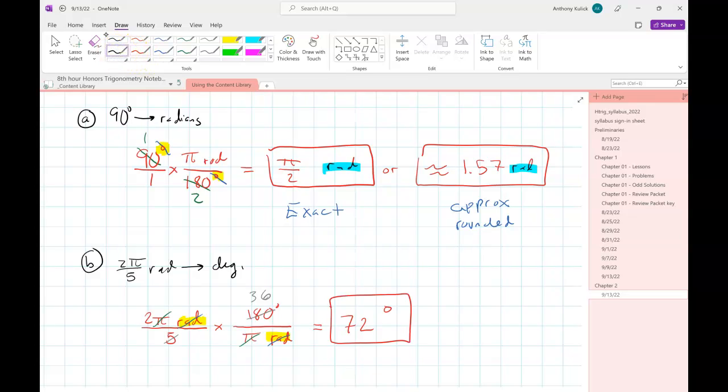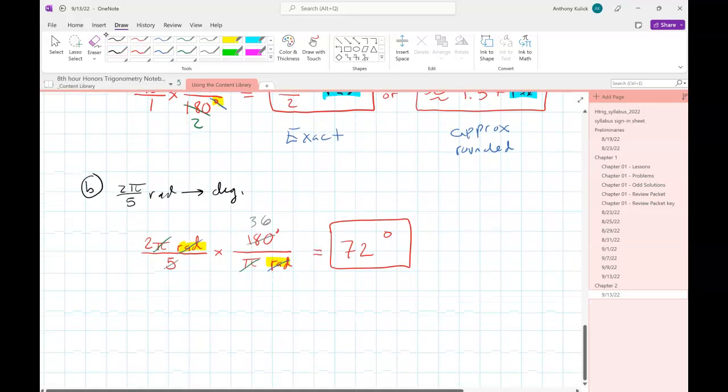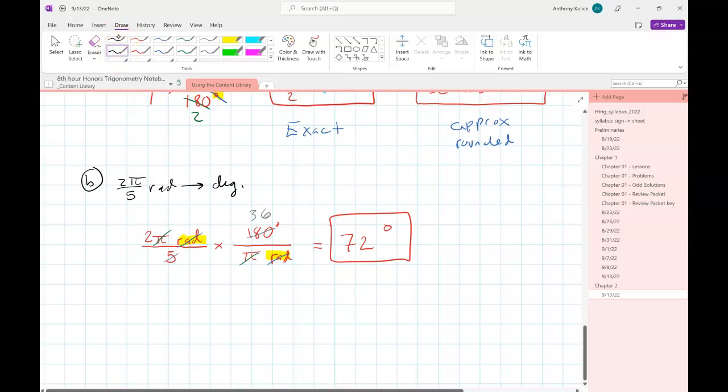Everybody's okay there? Okay. Is there an approximate answer for this one? No, because it just landed on a whole number, right?